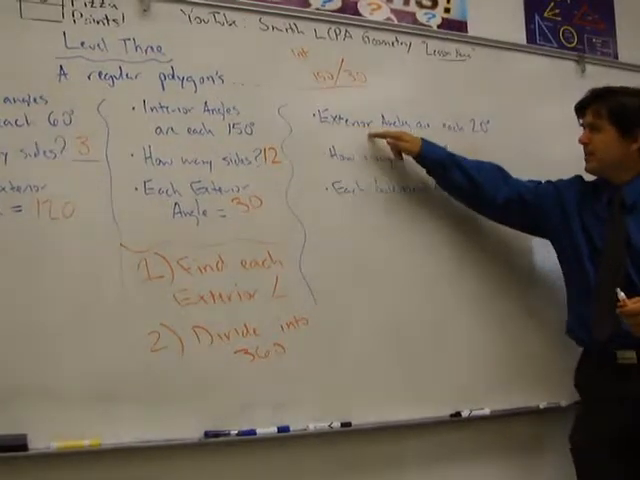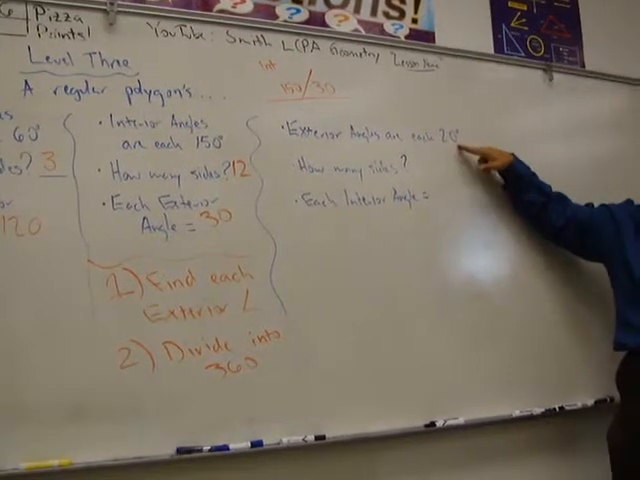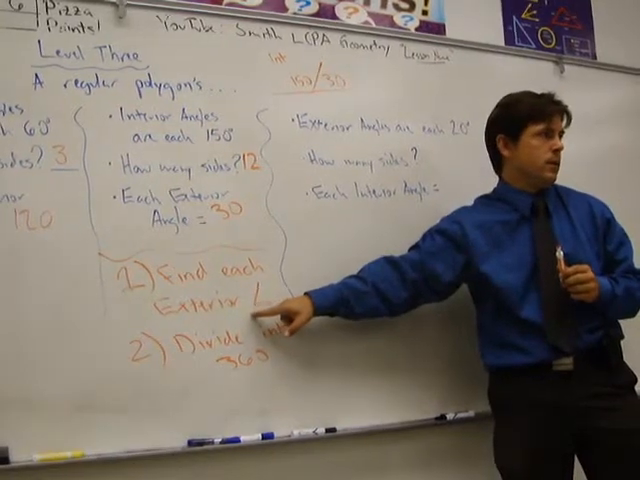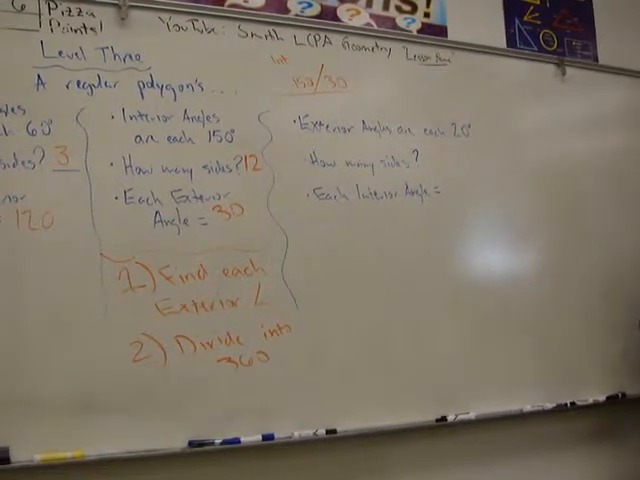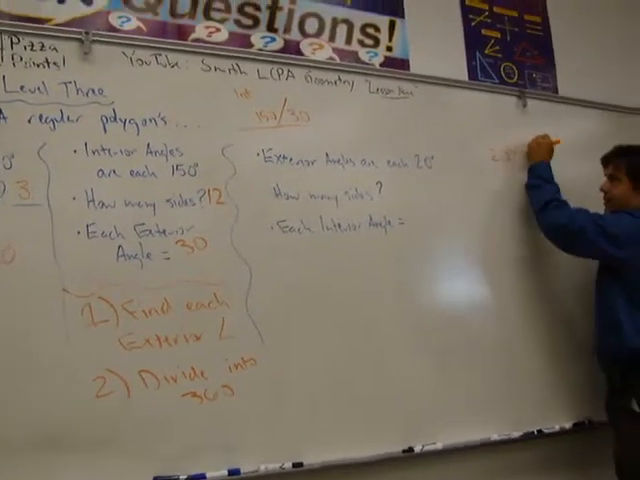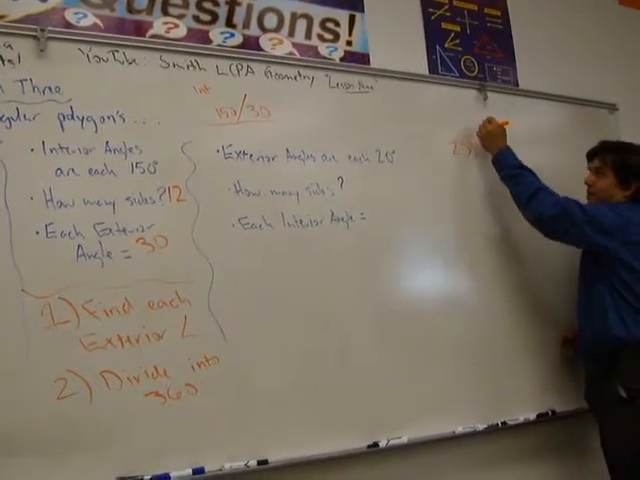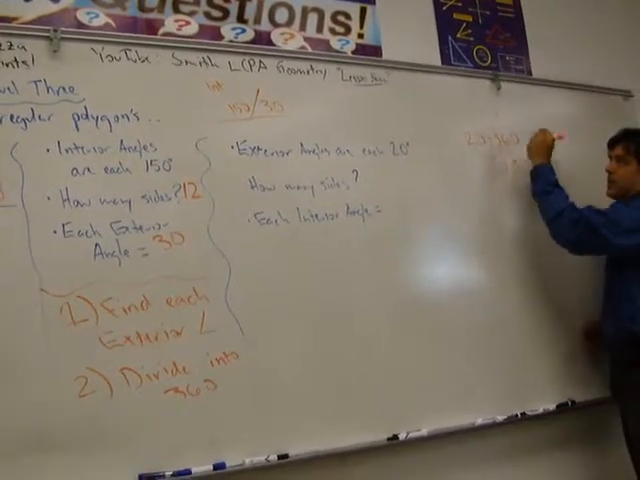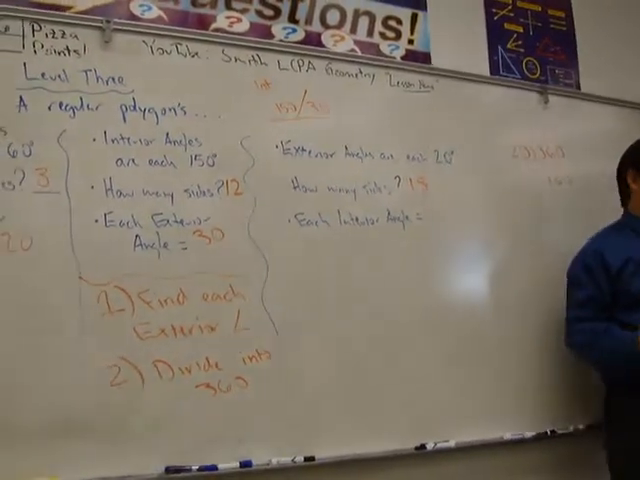Okay. So exterior angles are each 20. Concentrate here. Do we have to solve for the exteriors here? No, we already know them, don't we? So is step 1 already done? Yep. Step 2, we're going to divide it into 360. How many times does 20 go into 360? Make sure it's correct. 20 goes into 360, well, that's one time. 20 goes into 160 8 times. So it has 18 sides. Okay?